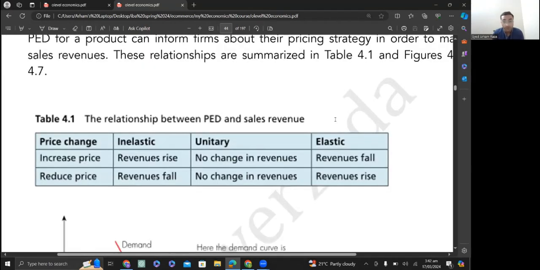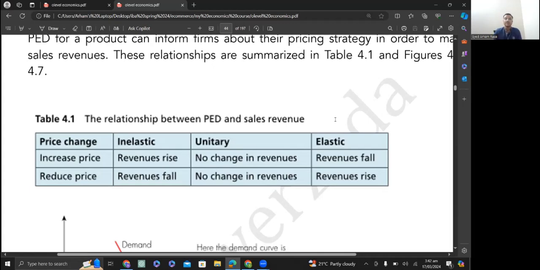Now another very important thing to note is that when you increase the price for an inelastic good, the revenue for the supplier will rise, for a unitary product there will be no change in revenue, and for an elastic product the revenue will fall. Now let's discuss this with an example.